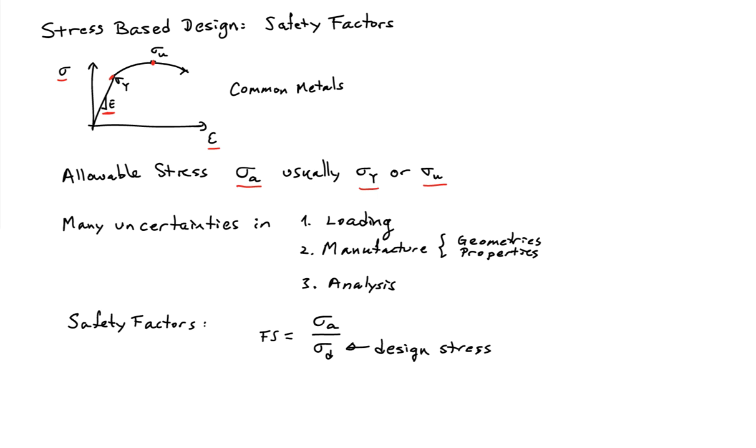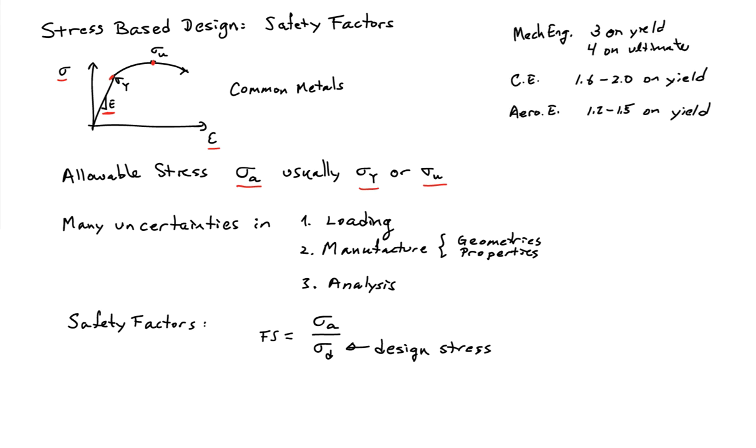In different industries and different applications, you have different required factors of safety. That's a very simple way of doing design, but it's often the way design starts, and then you can use more complex probabilistic design methods later on. For instance, in mechanical engineering with rotating machinery, the factor of safety may be 3 on yield or 4 on the ultimate stress. In civil engineering applications, it's often something like 1.6 to 2 on the yield stress. And in the aerospace industry, they're even lower, something like 1.2 to 1.5 on yield.